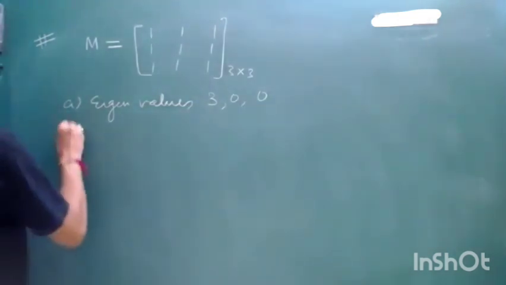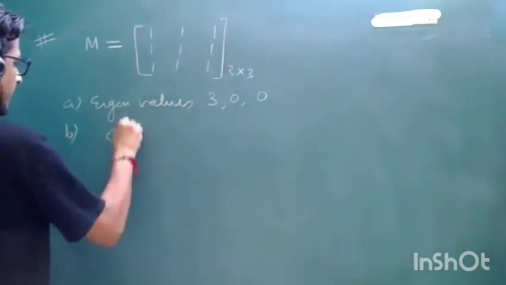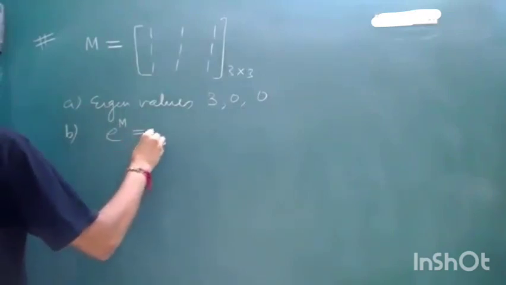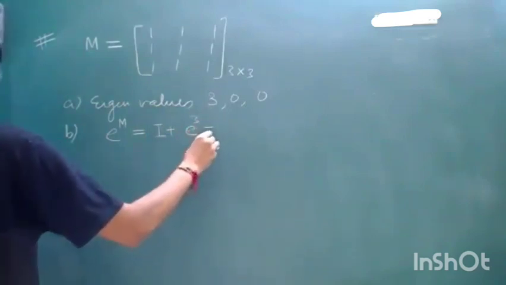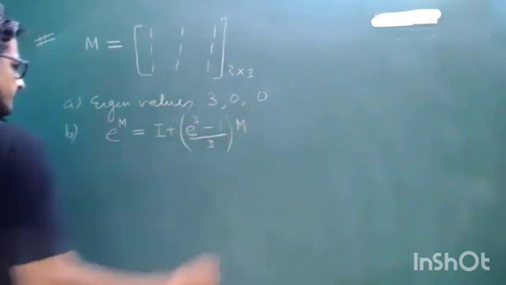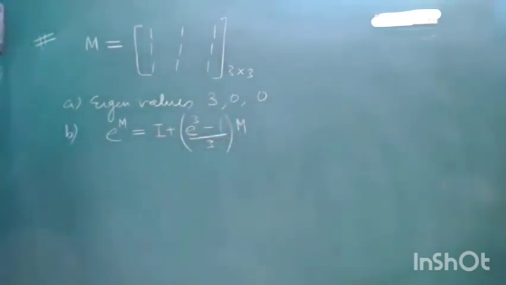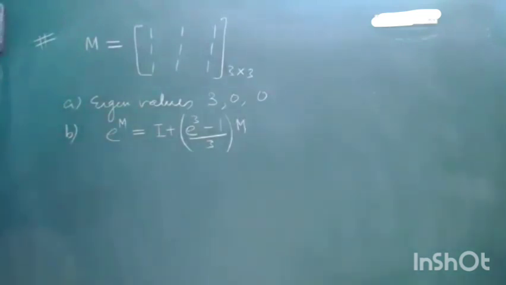We have to prove as part B that e to the power m is equal to I plus (e to the power 3 minus 1)/3 into m. This we have to prove. So eigenvalues calculated quickly. Are you getting the same? So this is e to the power m is equal to this. We have to prove using this.